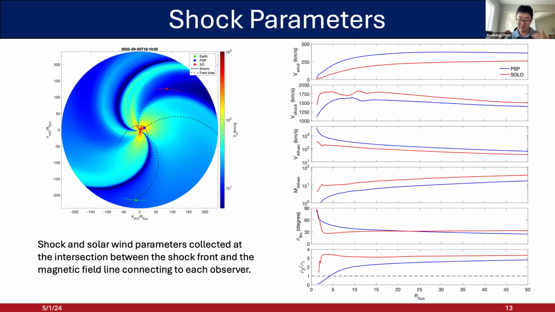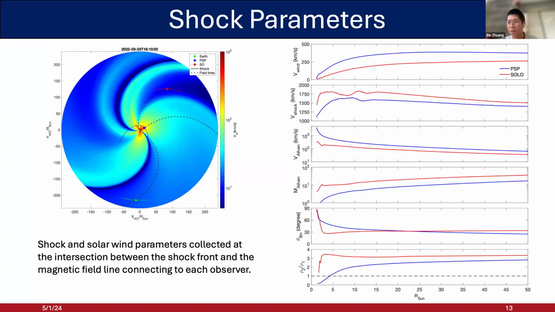So in that case there's no field gradient, no velocity gradient, so the particle cannot be accelerated. It's just in the regular solar wind. But if it's above 1, it means there's a compression there, so the particle can be accelerated.